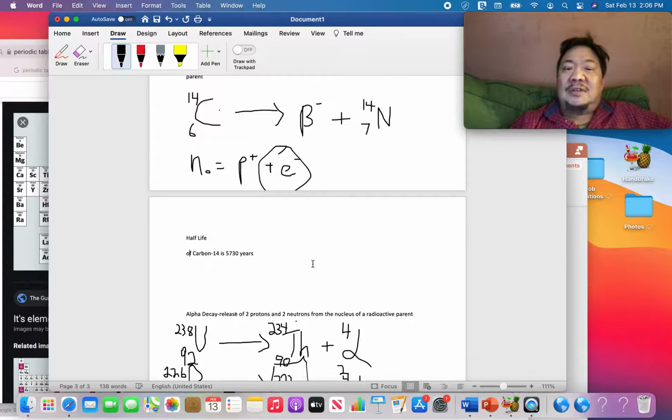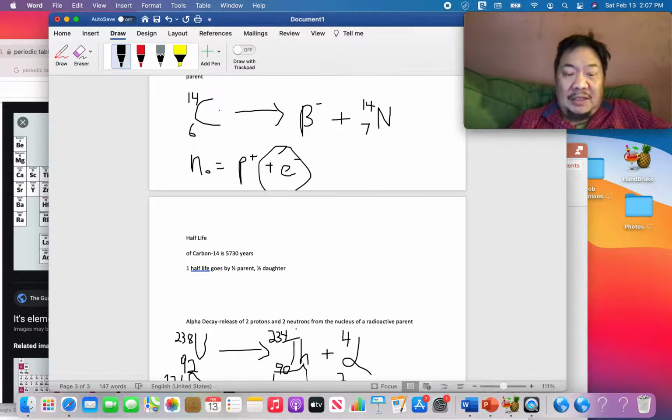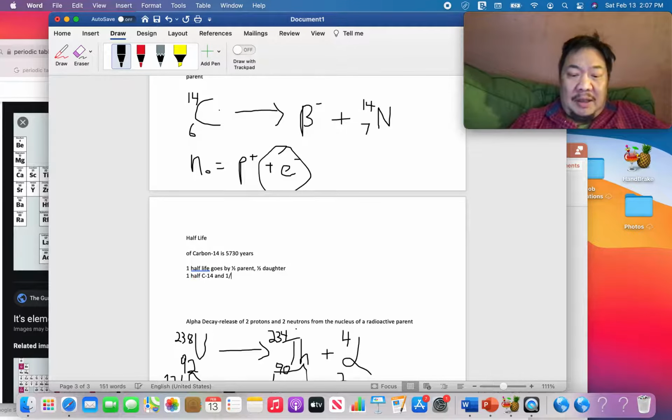If another 5,730 years has gone by, in other words, if another half-life has gone by, then how much of the original carbon-14 do you have left? What's a half of a half? A quarter. So after one half-life goes by, you have 1/2 of your original parent and 1/2 daughter. And for this specific case, it would be 1/2 carbon-14 and 1/2 nitrogen-14. Right?